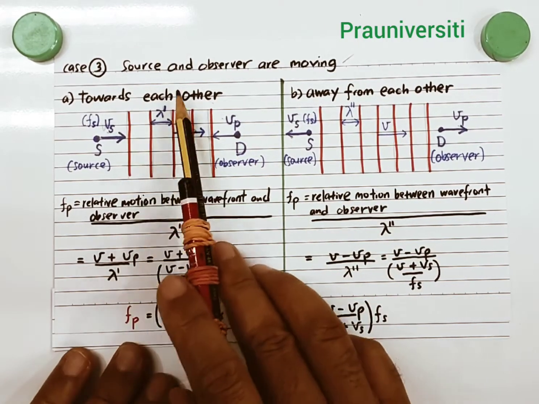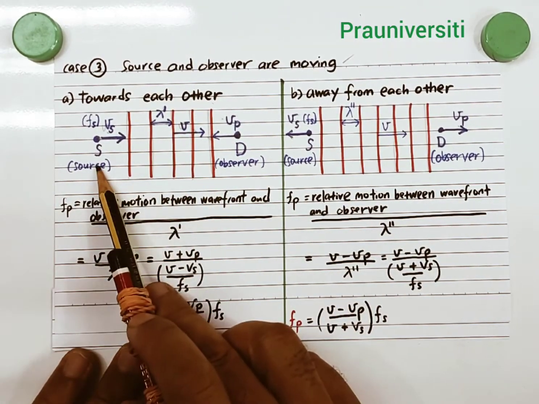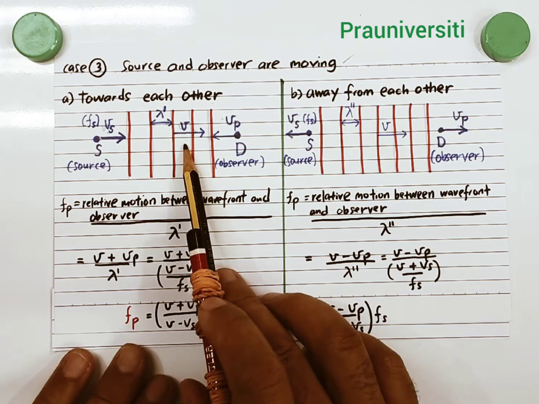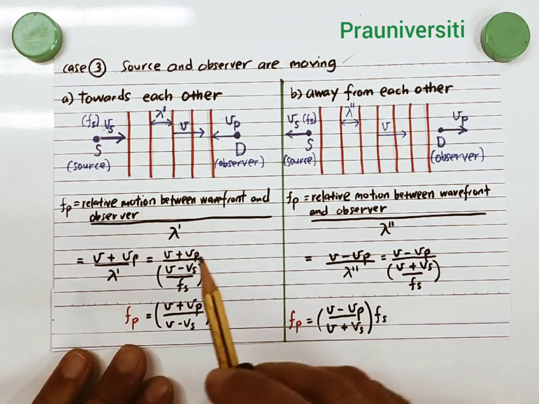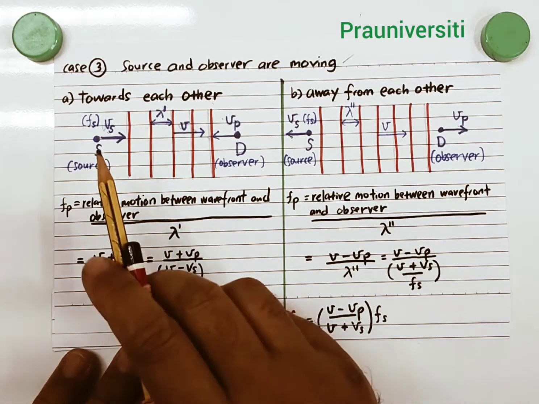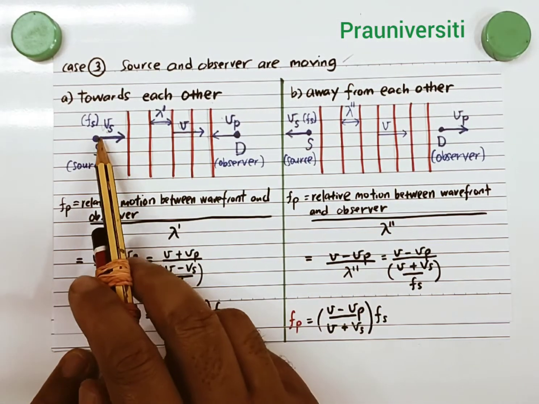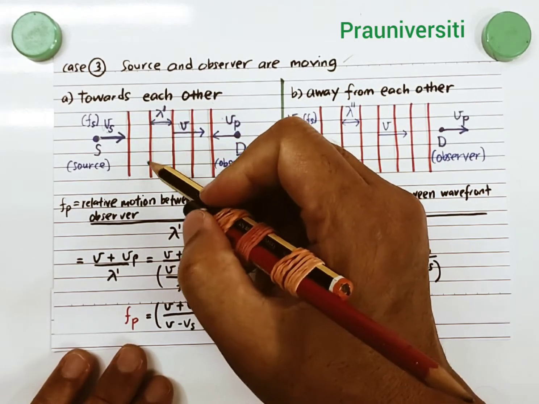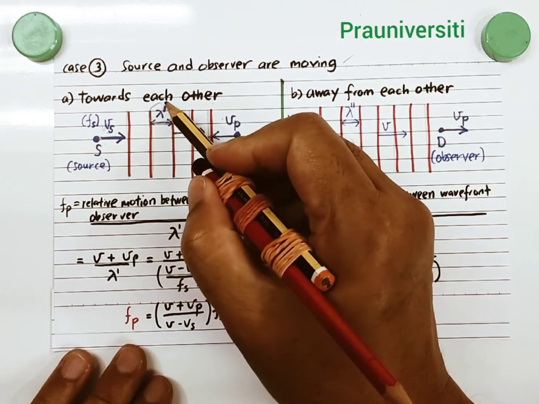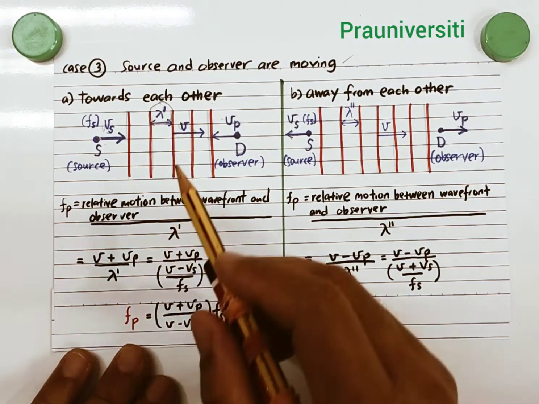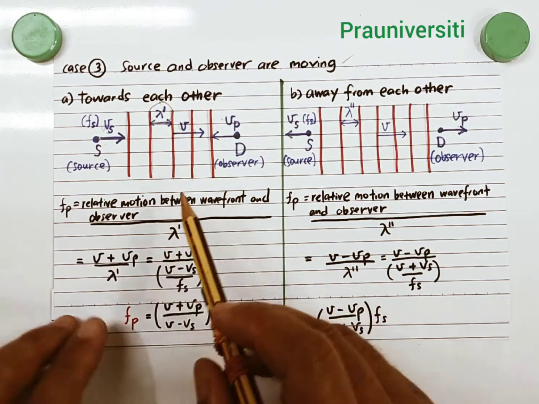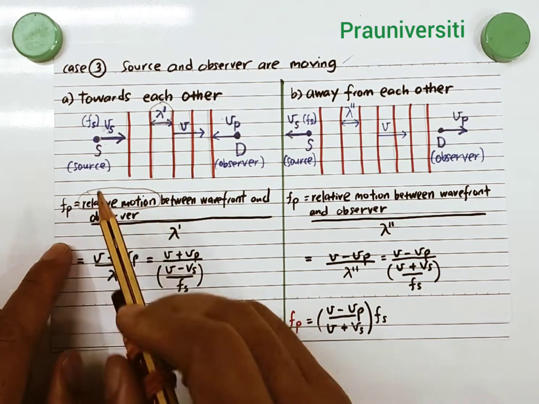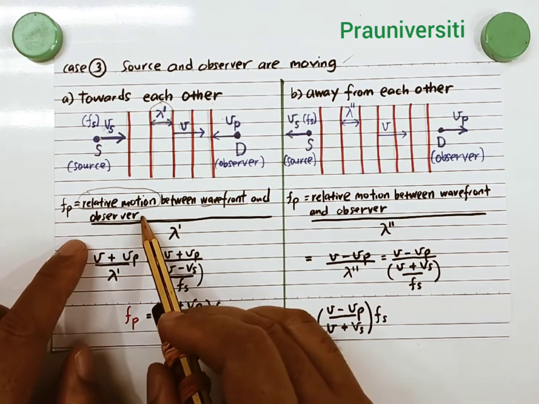So we go for toward each other. The source is moving and the observer is moving, so they are moving toward each other. In this case we have lambda prime because the source is moving. The source is moving here and produces the wavefront in front of the source, so we use lambda prime. Now we go for the apparent frequency, using as usual the relative motion between the wavefront and the observer.